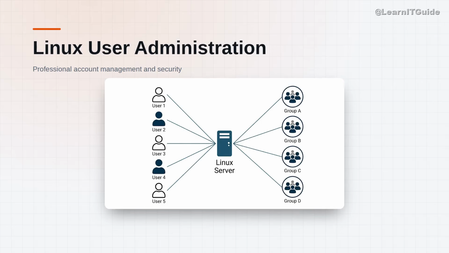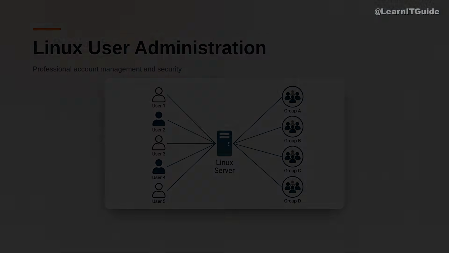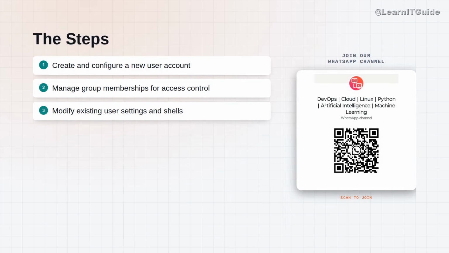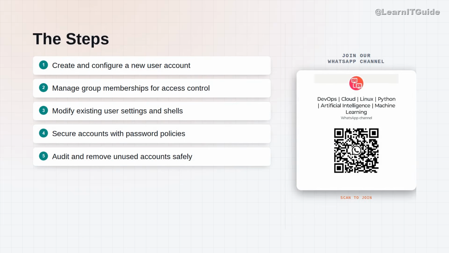Here is how you handle identity at scale. Specifically, we will start by creating a new user account. Then, we will move into group management to control access. After that, we will learn how to modify existing accounts and shells. We will also cover account security and password policies. Finally, we will learn how to audit and remove accounts properly. So do not skip ahead. Watch all the way through to actually understand this properly.